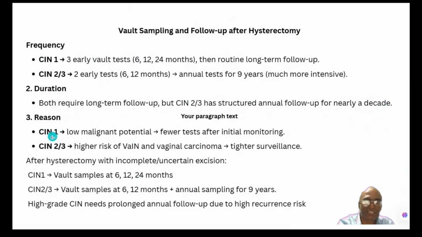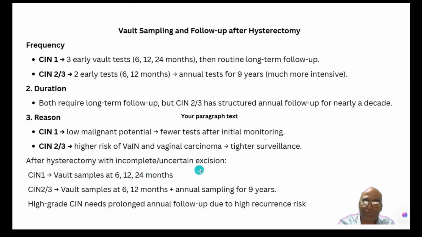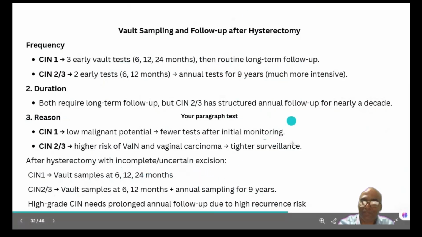The reason is that CIN1 has low malignant potential, so fewer tests after initial monitoring. CIN2-3 has a higher risk of VaIN and vaginal carcinoma, so tighter surveillance is required. After hysterectomy with incomplete or uncertain excision, CIN1 vault samples will be taken at 6 months, 12 months, and 24 months. After that, she will be on routine recall till 65 years or 10 years post-surgery, while for CIN2-3 it is 6 months, 12 months, and annual for 9 years. High-grade CIN needs prolonged annual follow-up due to high recurrence risk.